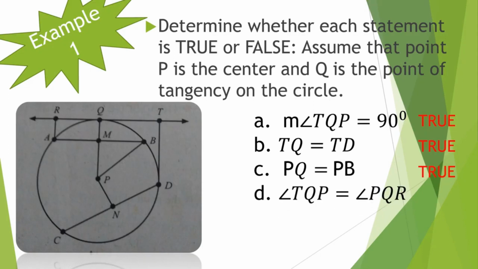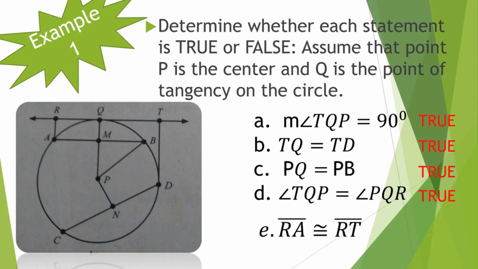Okay, and letter D. Angle TQP and angle QPQR are equal. Why? According to the first property this is true because tangent RT is perpendicular to the radius QP. When you say perpendicular, the two angles are equal to 90 degrees.